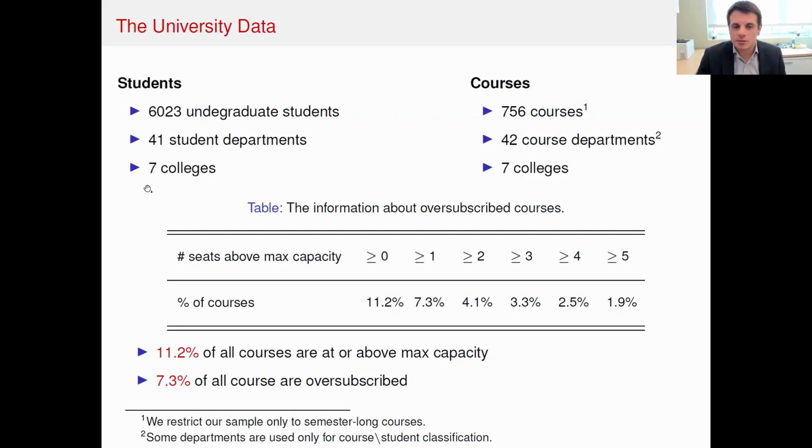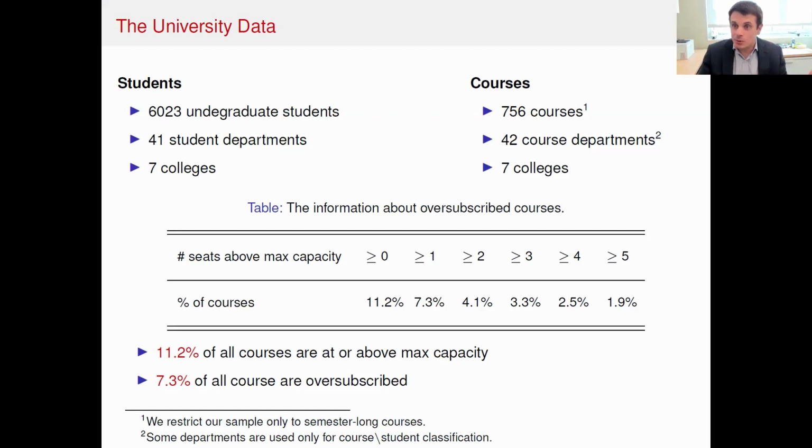There are 7 colleges. What is important is the information about oversubscribed courses, because in general there is no role for market design if all courses are below capacity. It's a very easy case, and we believe that in some universities that's exactly what happens. Only a few courses are at capacity, so there is no need for rationing or designing any mechanism.